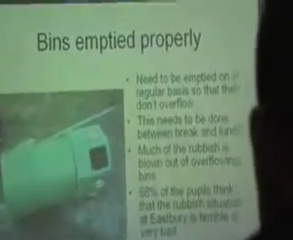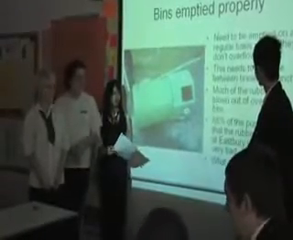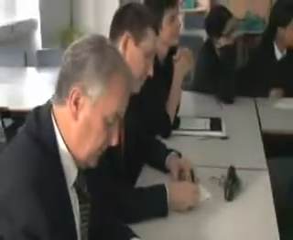And this was all really building up to having a meeting with the senior management team to make some positive change based on all the research they'd done. 94% of the pupils in the school, in an online poll we made on our blog, said that they want recycling bins within the school. 68% of the pupils think that the rubbish situation at Eastbury is terrible or very bad. Much of the rubbish is blown out of overflowing bins. We think they need to be emptied on a regular basis so that they don't overflow, because they get blown over and the rubbish gets blown out.